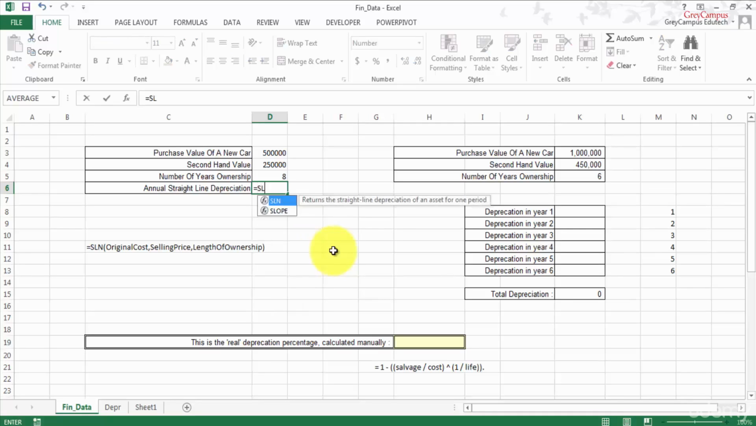So we will use the function SLN, and the cost, this is the original cost, and then the salvage is the second-hand value, once the owner decides to sell that particular car or whatever instrument it is. So what is the value at that particular moment? What is the market price, you can say? How much the owner can get out of that car when selling it second hand. That is known as salvage.